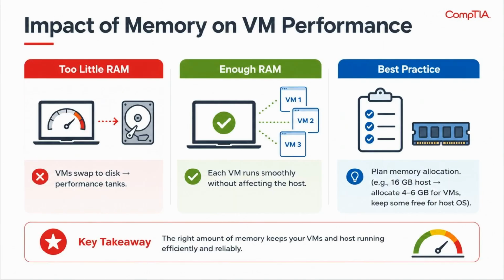Memory directly affects VM performance. Too little RAM and VMs start swapping to disk, tanking performance. Enough RAM, and each VM runs smoothly without dragging down the host. Best practice: plan your allocation carefully. Say a 16GB host, allocating 4 to 6GB to VMs, while keeping some free for the host OS itself.